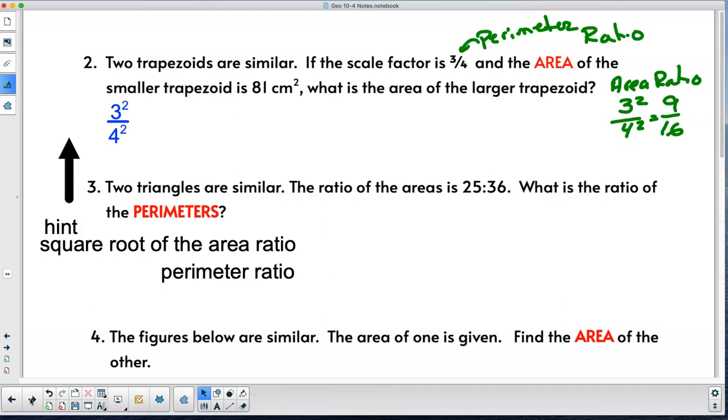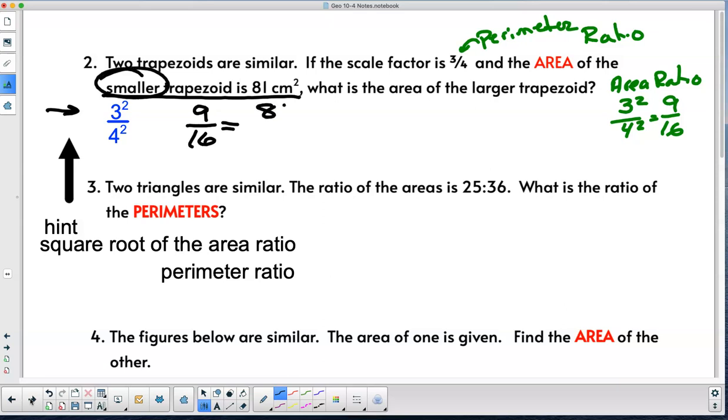But now I got to keep in mind, what am I using? What am I doing? The area of the smaller trapezoid is 81. Well, which one's the smaller ratio? The smaller one is 9. So I have a 9 ratio. I'm comparing areas. I place the smaller 81 here because corresponding size should work.